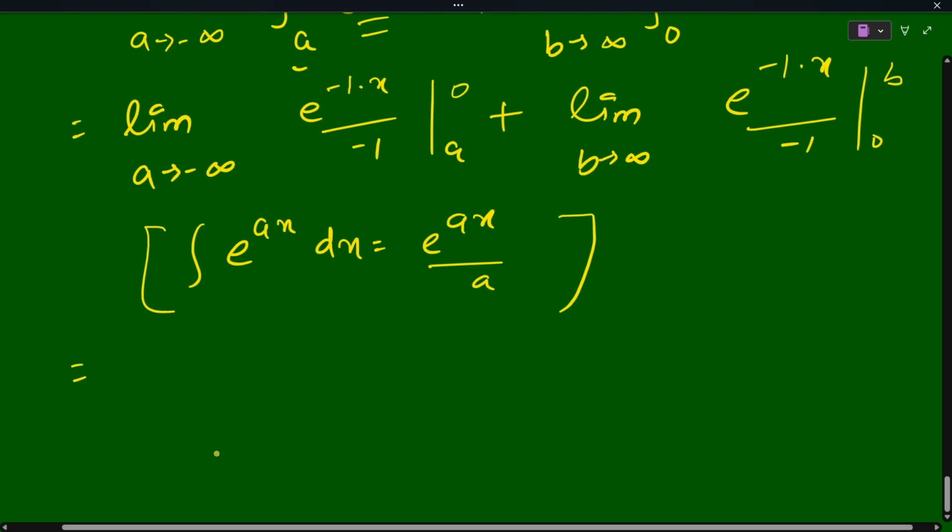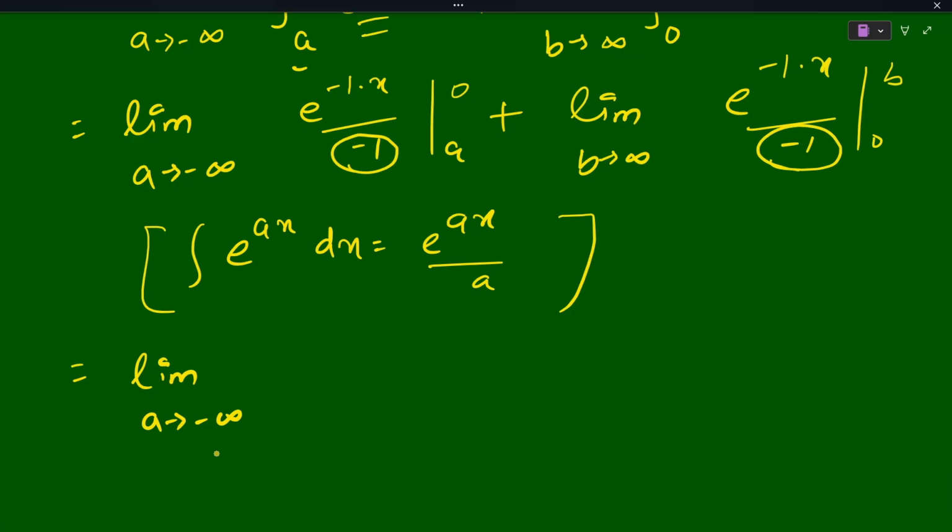So now this is limit a tends to minus infinite, and see this minus 1 is a constant, here this minus 1 is a constant, both will go out of the limit. Okay, then here I will take this minus sign. Now this one is minus x, limits are from a to 0.